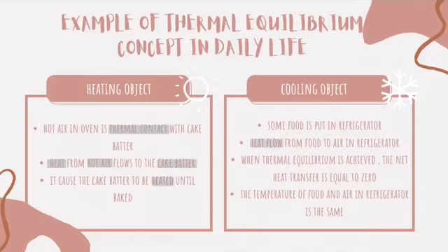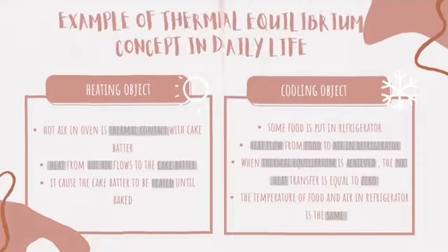For a cooling object, some food is put in a refrigerator. Heat flows from the food to the air in the refrigerator. When thermal equilibrium is achieved, the net heat transfer is equal to zero. The temperature of the food and the air in the refrigerator is the same.